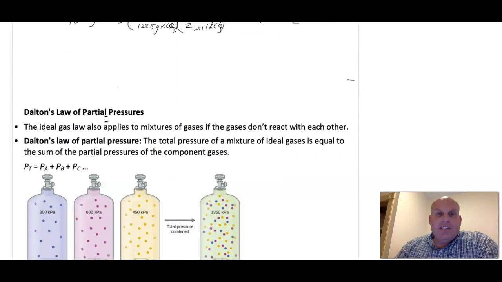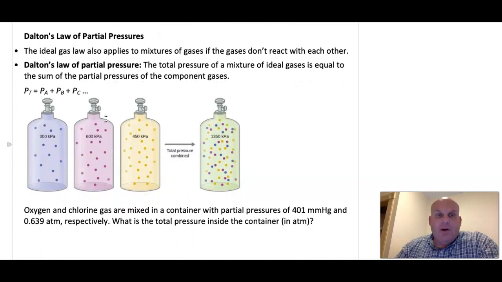Finally, let's finish this section off by talking about Dalton's law of partial pressures. Dalton's law of partial pressures just states that the total pressure of a mixture of gases would be equal to the sum of the partial pressures, as you can see in this diagram I've provided. If I mixed all these gases together, they all have their own pressure, but if I mix them together in one vessel, the total pressure of this combined gas, this solution of gases, would just be the sum of those three individual pressures.